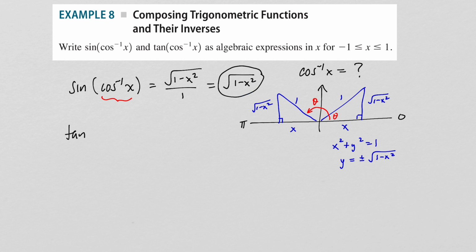And then tangent of inverse cosine of x, it's the same exact diagram. Tangent is this value divided by this value, right? It's opposite divided by adjacent. And so that is going to be the square root of 1 minus x squared divided by x. Now, I pointed to this diagram, but this diagram here gives you the exact same thing.